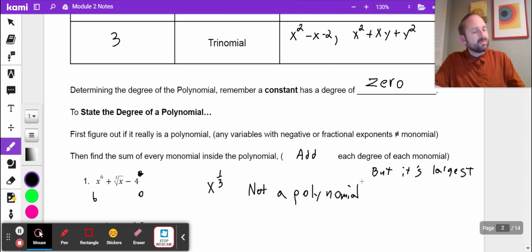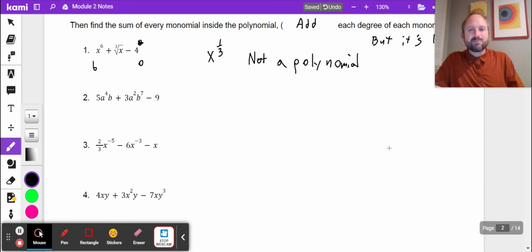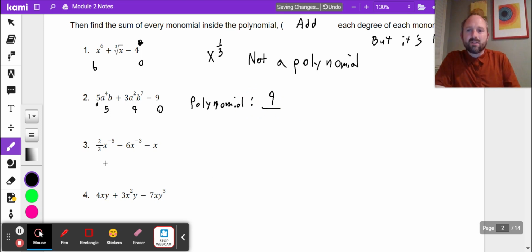Let's continue. Going on. Number 2. So now this one's a little confusing. I'm just going to go right underneath. I'm going to write it out. The -9 is 0. This 3 is 0. And then 2 and 7, that's 9. And then I have this 5 is 0. This 4 and b is 1. So that's going to be 5. So it looks like, hey, polynomial. And what's the degree? Polynomial. The largest one is 9. There we go. Next up.